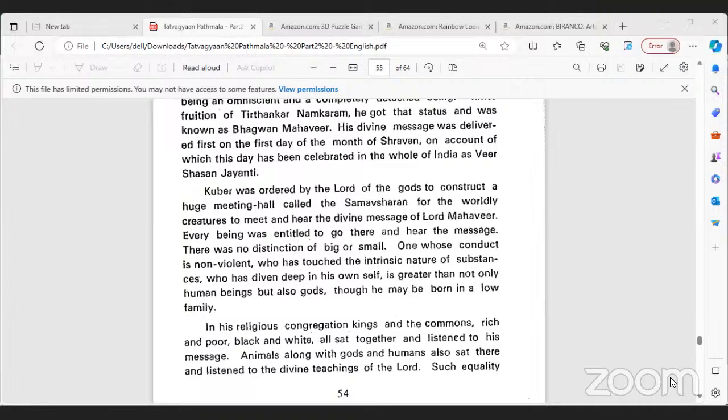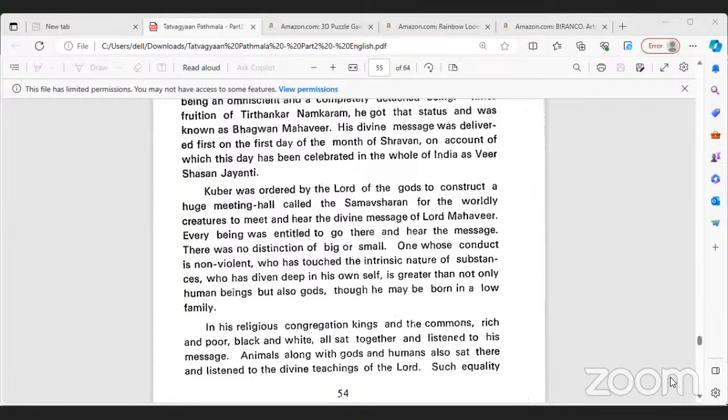Kuber was ordered by the Lord of the gods to construct a huge meeting hall called the Samvasaran for the worldly creatures to meet and hear the divine message of Lord Mahavir. Every being was entitled to go there and hear the message. There was no distinction of big or small.